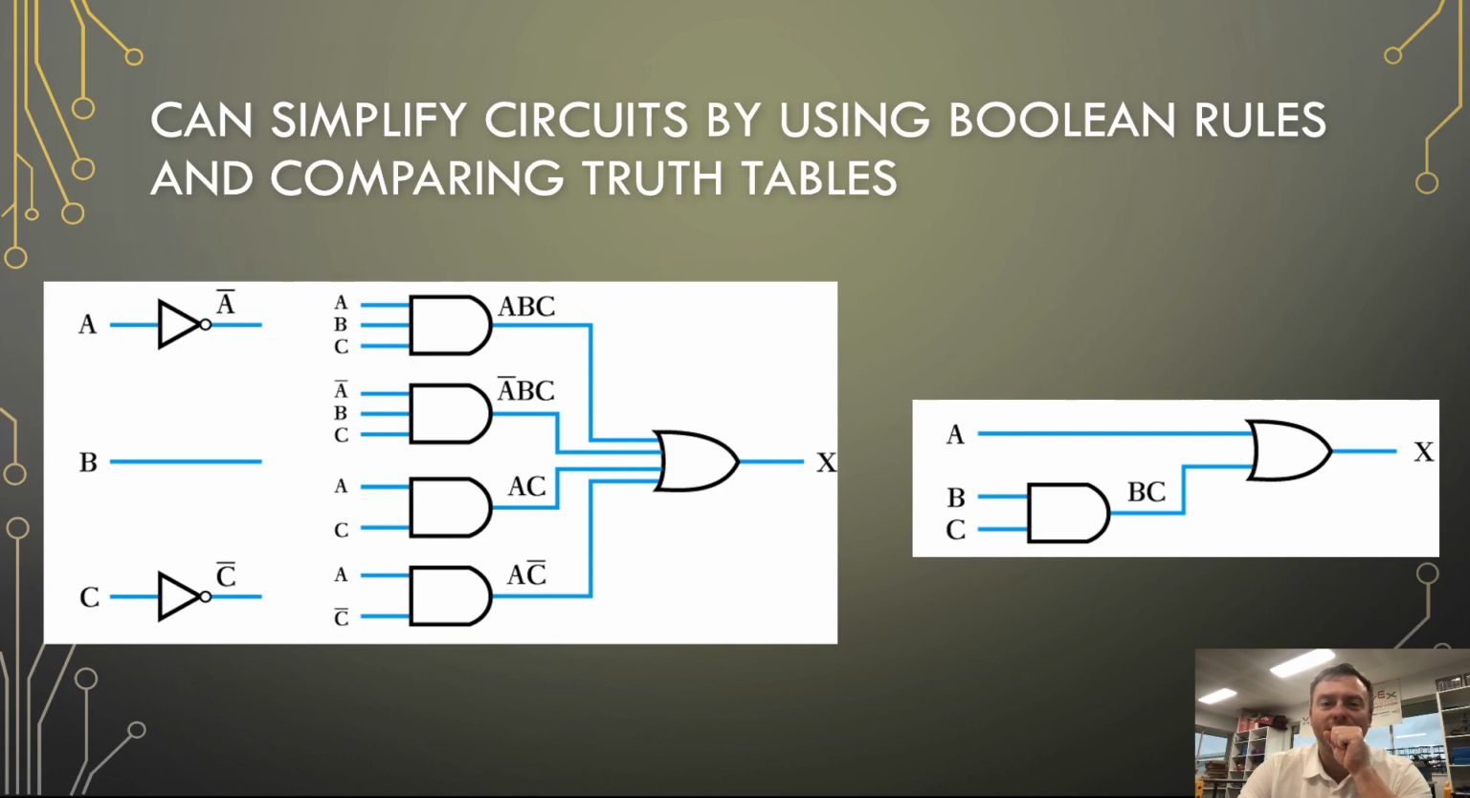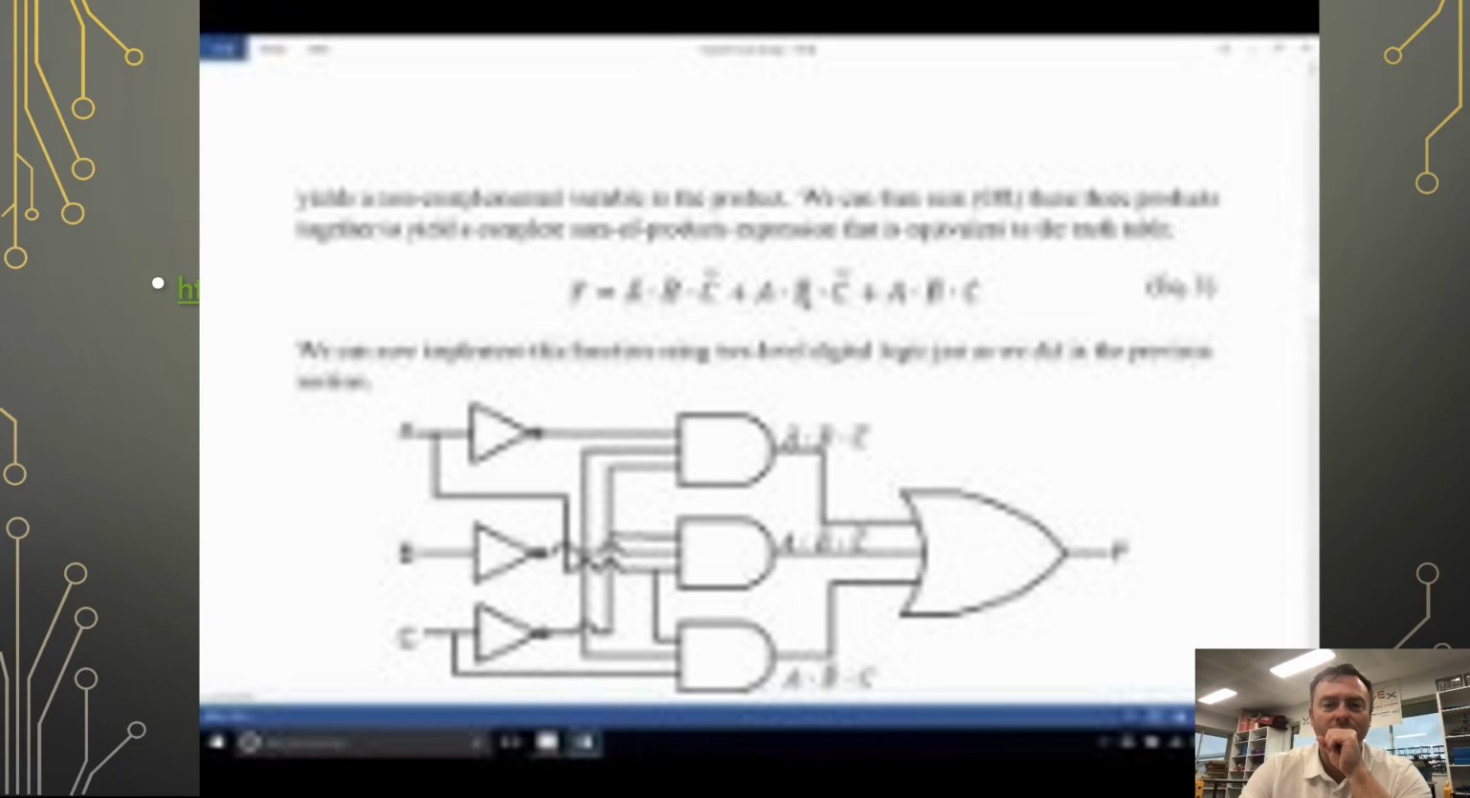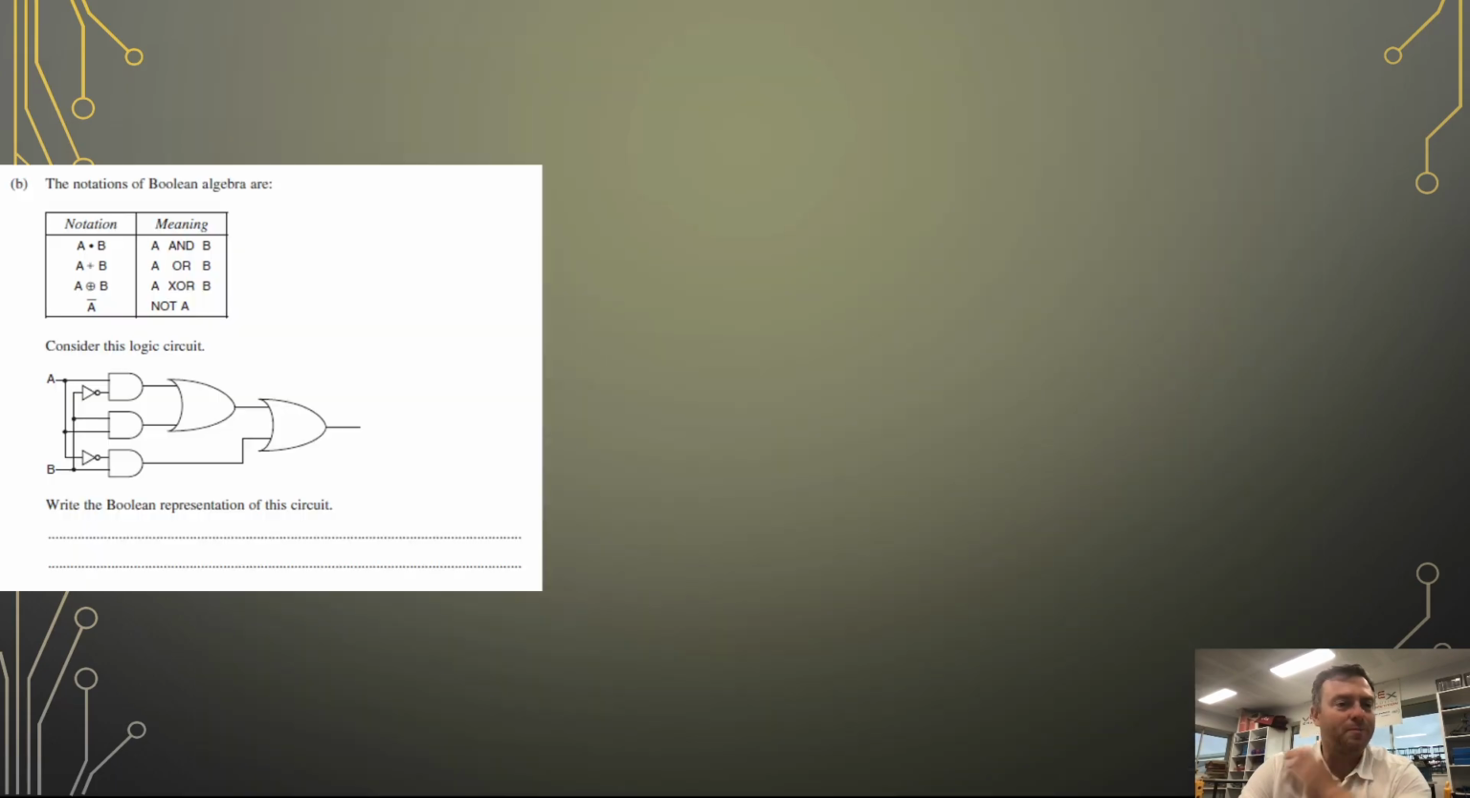So can you simplify these with different rules? Absolutely. So instead of having this really complex one here, that simplifies down to BC or C. So there's a quick little video that's really handy to go through.